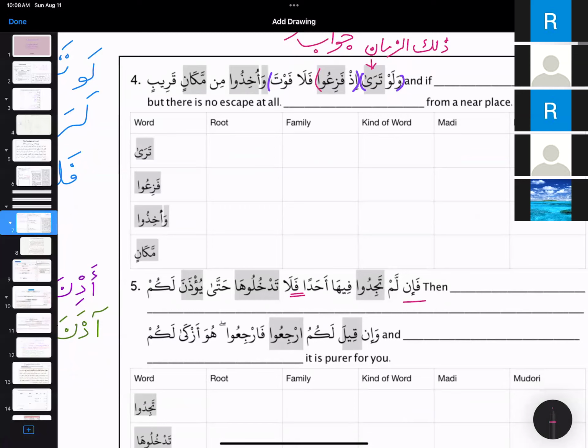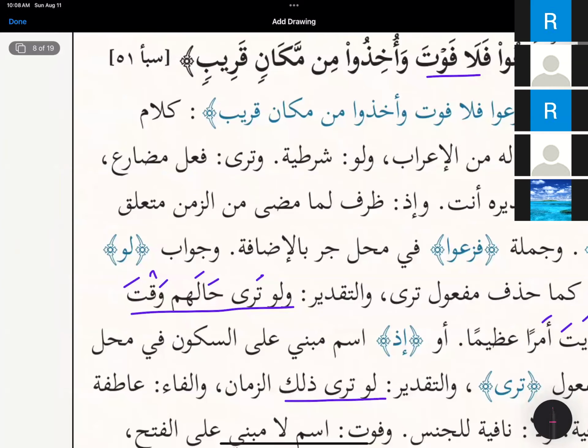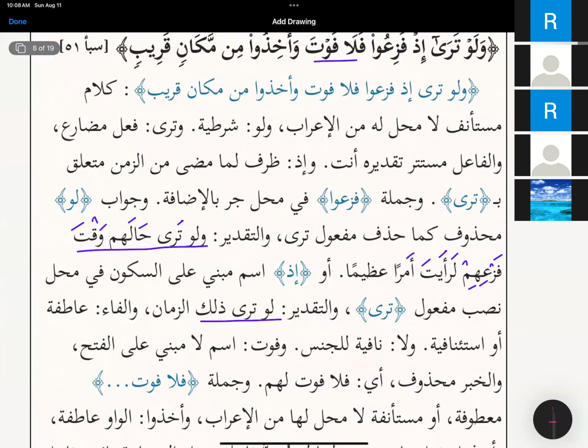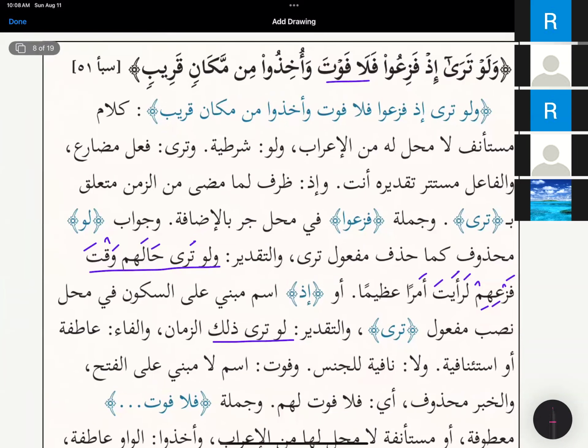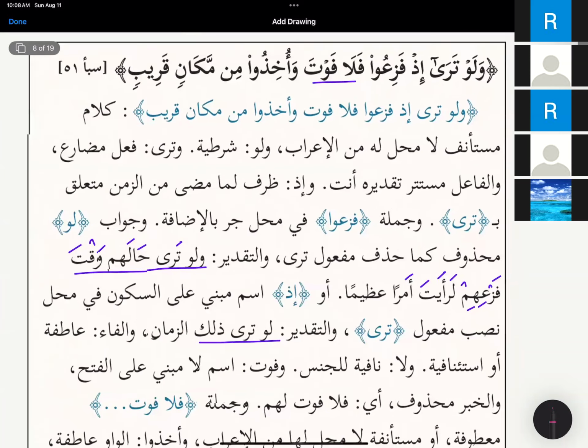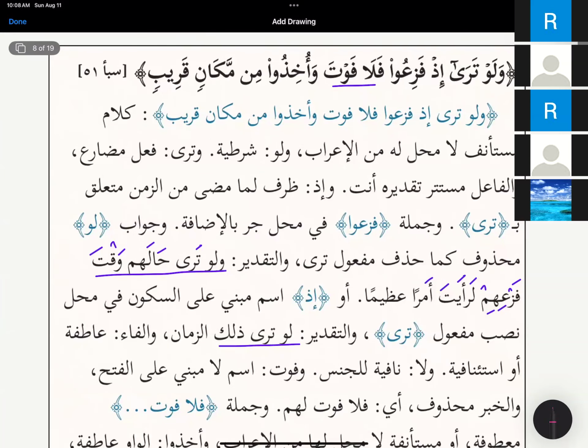I think I put it over here. Let's read through this one. This is Surah Saba, ayah number 51. So it says Kilam istinaf, right? So it is a sentence by itself. It's not related to the previous sentence. La mahalla laha min al-i'rab.